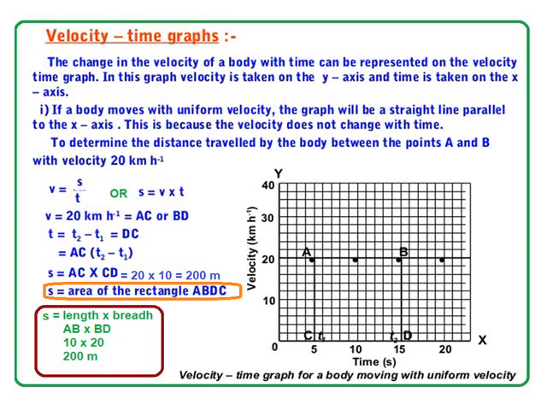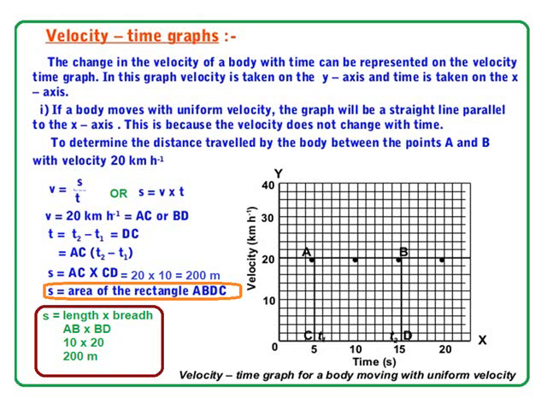Now let us take the formula. We have the formula velocity is equal to distance traveled divided by time. Here S is the distance traveled and T is the time. So from this, distance traveled is equal to velocity into time. So by formula, we can calculate the distance traveled by multiplying the velocity with the time.